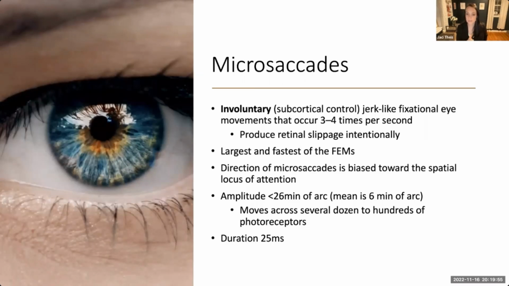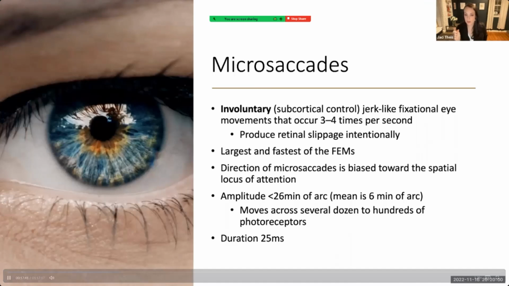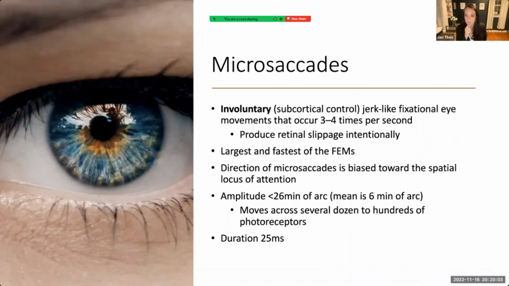So we know that the microsaccade is usually biased towards where we're looking. So it's going to move the image of focus off of the fovea and then direct it back onto it. So keep in mind, when we're talking about moving it, we're only moving across a couple dozen to a couple hundred photoreceptors. We're not moving way off far into the macula. We're still within that foveal region.